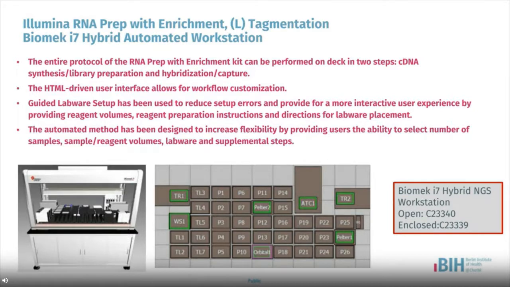The Illumina RNA Prep with Enrichment application is a demonstrated method for the Beckman Coulter Biomek i7 hybrid liquid handling platform. Shown here is the deck layout for the Biomek i7 NGS workstation, which is equipped with 26 automated labware positions, 7 tip loading positions, an active wash station, orbital shaker, both static and shaking, and Peltiers for active plate heating and cooling, and an integrated Applied Biosystems automated thermocycler. Also shown here, the bullet points show some high-level highlights of the method, which I will discuss in further detail.